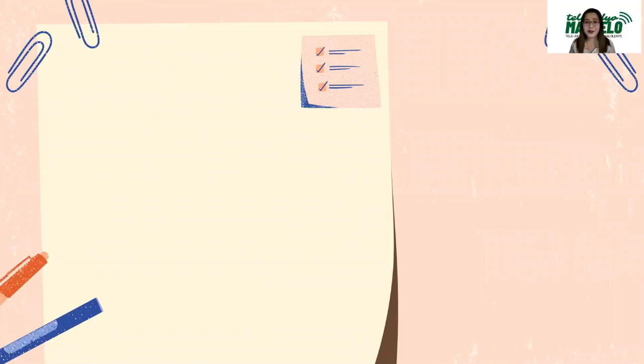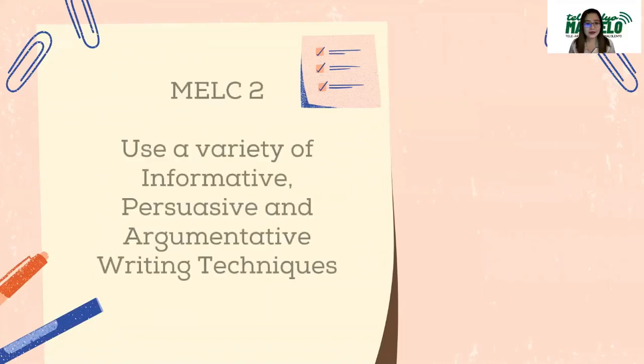So for this afternoon, we will be talking about how to use a variety of informative, persuasive, and argumentative writing techniques. So now, I know that you are quite familiar with this type of text because we already discussed this in the previous quarters. So in this afternoon, we are going to differentiate each of this text from one another. Okay, so let's start by defining what is informative text.